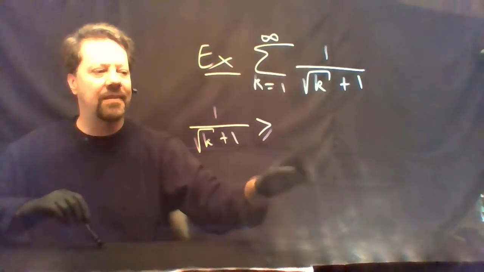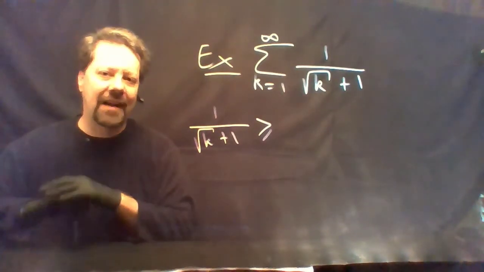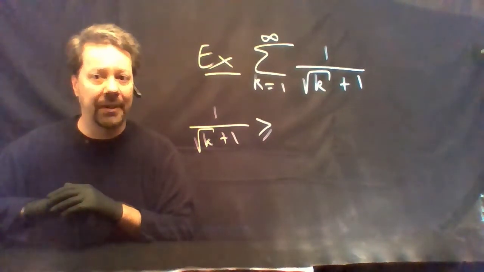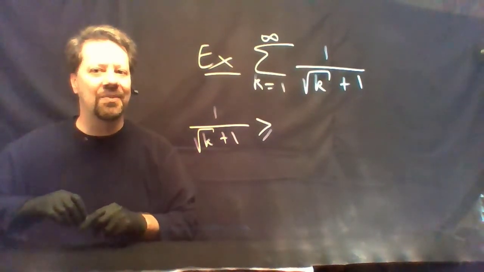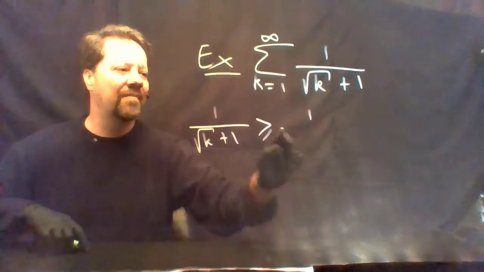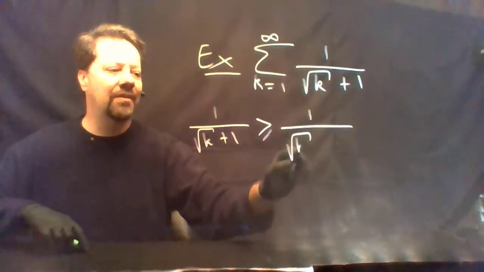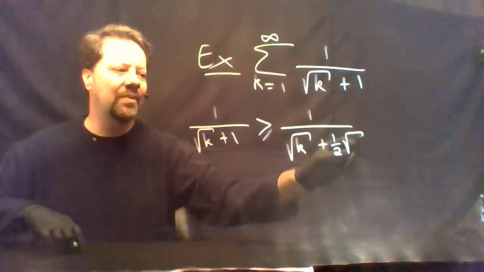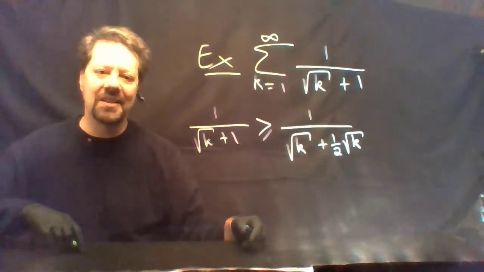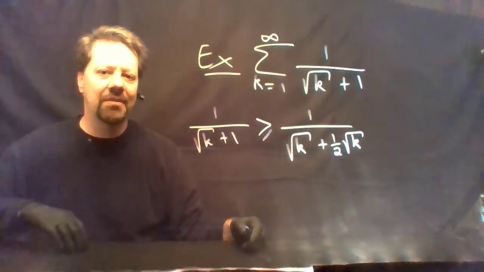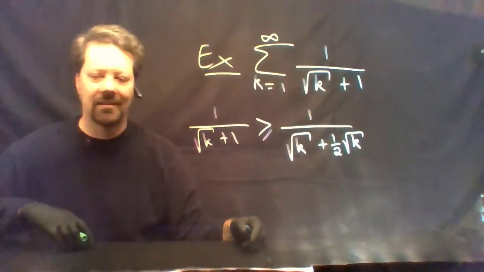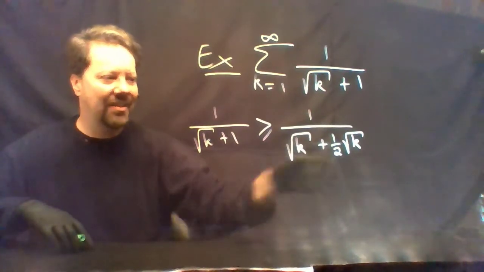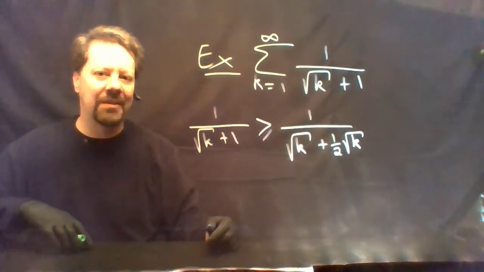So we need to find something smaller. How do you get a fraction to be smaller? You need to make the denominator even bigger. So there's a trick to this one too. Try this. We'll have the square root of k plus about 1/2 the square root of k. As long as k is bigger than 4, this should be fine.